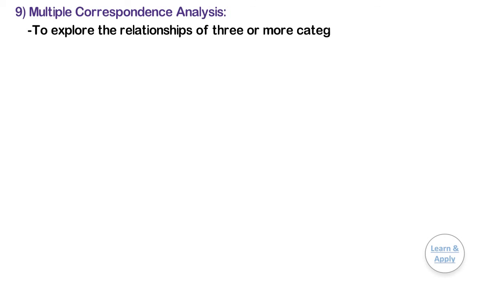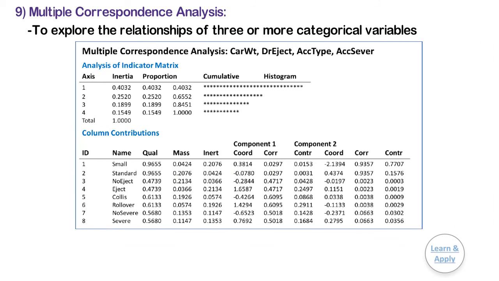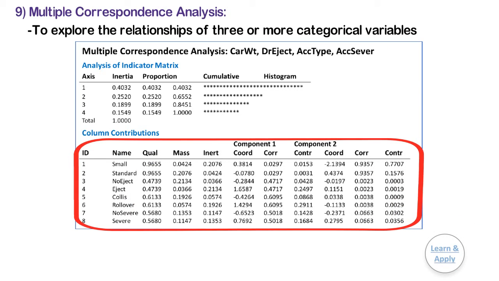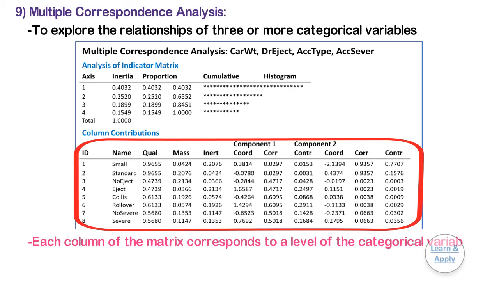Multiple correspondence analysis. Use multiple correspondence analysis to explore the relationship of three or more categorical variables. Multiple correspondence analysis performs a simple correspondence analysis on a matrix of indicator variables where each column of the matrix corresponds to a level of the categorical variable.